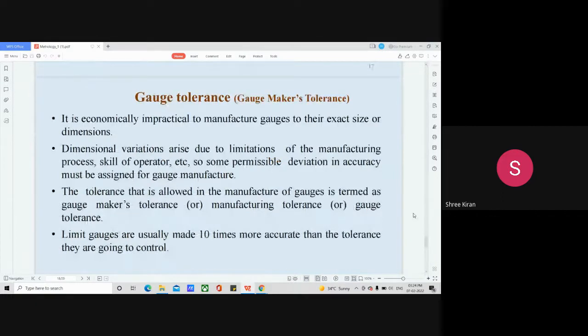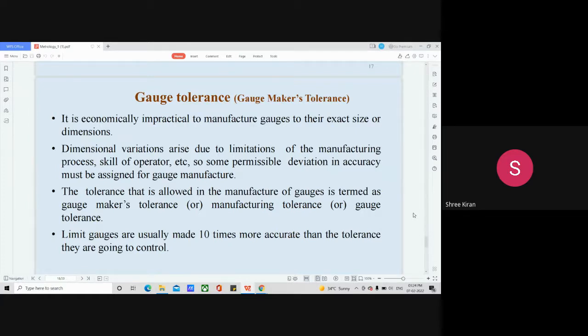So gauge makers tolerance: it is economically impractical to manufacture gauges to their exact size or dimensions. Dimensional variations arise due to the limitations of the manufacturing process, the skill of the operator, or other factors, so some permissible deviation in accuracy must be assigned for the gauge manufacturer.